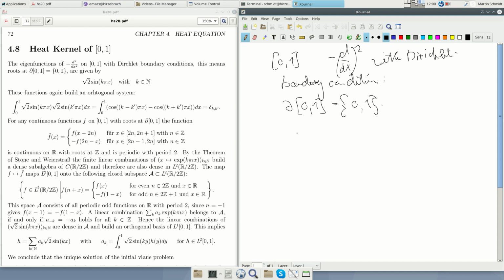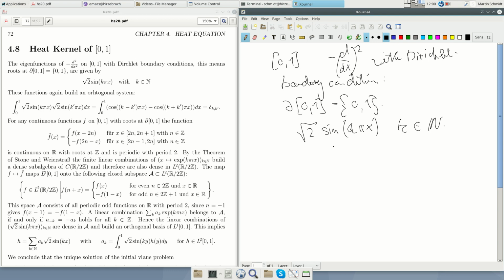And the claim is that we have the following eigenfunctions: square root of 2 times sine of k pi x, with k in the natural numbers. They clearly vanish at the boundary, since sine vanishes at all multiples of pi.